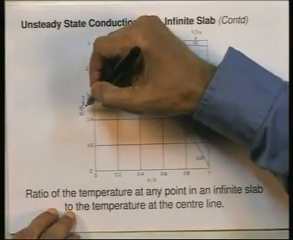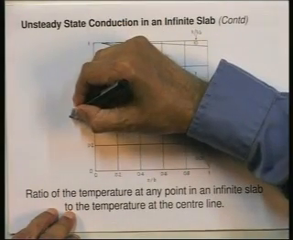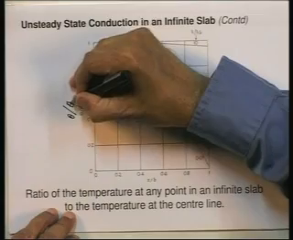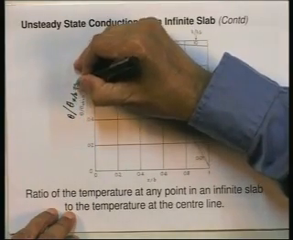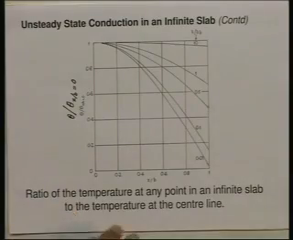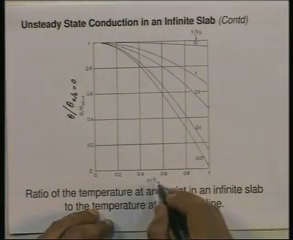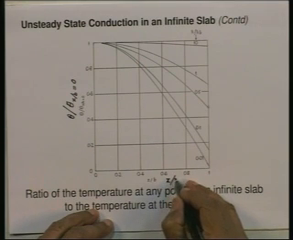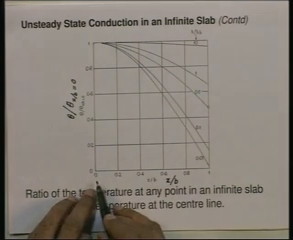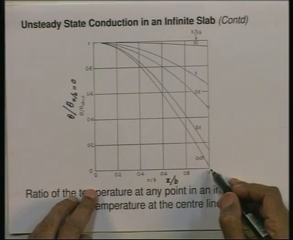The first chart is for giving the temperature at the center line. The second chart is for finding the temperature at any point in the slab. We do not want just the temperature at the center, we want the temperature at any point in the slab. So, the second chart gives me theta divided by theta at x by b equal to 0, that is at the center line, on the y axis, and on the x axis I have x by b. x by b equal to 0 is the center line, x by b equal to 1 is the face of the slab.